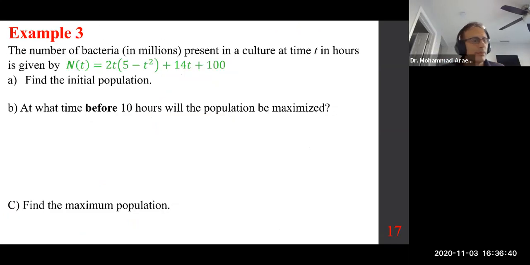I want to look at an application to mention really the difference between the first and second derivative test. All right, so the number of bacteria is given. We want to find the initial population. I hope everybody recognizes that this is simple, obviously. Just initial means t is 0. So plug in 0 and evaluate it.